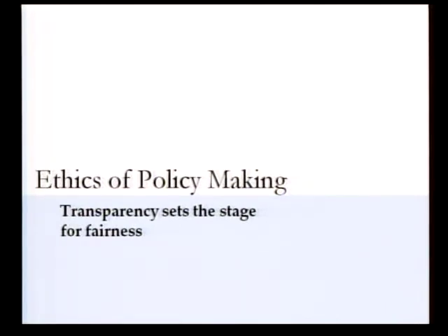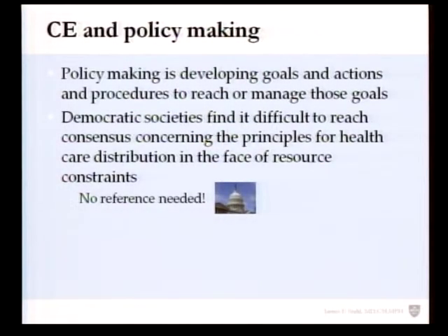So policy making. This is another big issue in terms of cost effectiveness, and again about this whole new institute, whatever it's going to end up being called. So this is about policy making, and ethics is about transparency, and hopefully transparency sets the stage for fairness. So what is policy making? Well, policy making is developing goals and actions, procedures to reach or manage those goals. Okay? Democratic societies find it difficult to reach consensus concerning the principles for healthcare distribution in the face of resource constraints. As I suggest here, I don't think we need a reference for this.